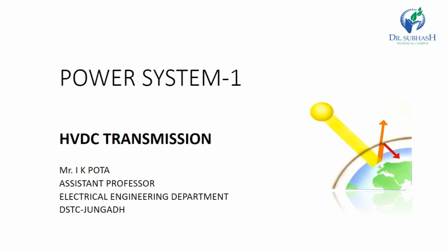In a combined AC and DC system, the generated AC voltage is converted into DC at the sending end, and then the DC voltage is inverted to AC at the receiving end for distribution purposes. Conversion and inversion equipment are also needed at the two ends of the line. HVDC is economical only for long distance transmission lines with length more than 600 kilometers, and for underground cables with length more than 50 kilometers.